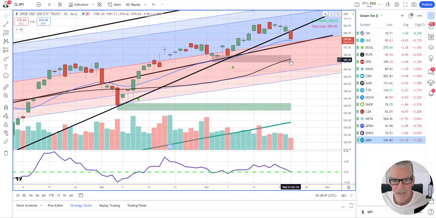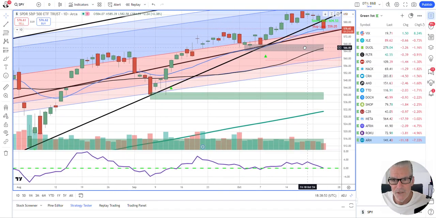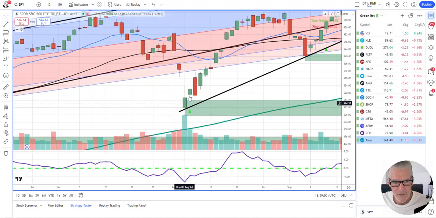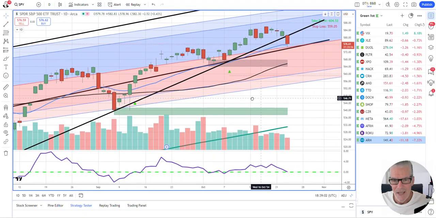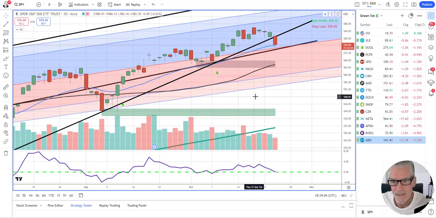We could go all the way down to the 50-period moving average. Wouldn't be surprised to see that happen. And this dominant trend line, the one that I keep mentioning, has been pierced and recovered. Pierced and recovered. So how strong it is, we'll have to wait and see.